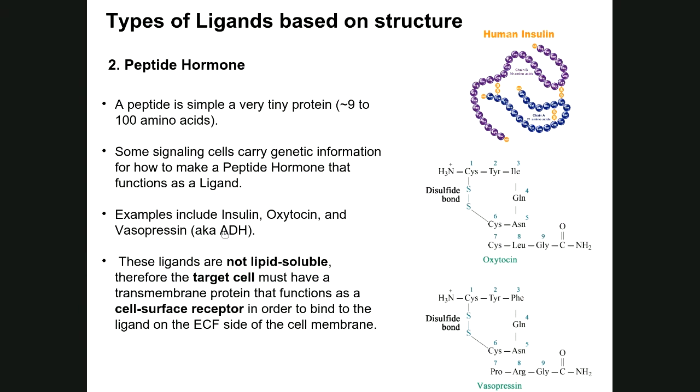And vasopressin now more popularly goes by its alternative name, ADH, or antidiuretic hormone. This peptide hormone has multiple functions, and when you take an A&P class, they will talk about it in terms of water balance and regulation of blood pressure. So it's got dual functions.